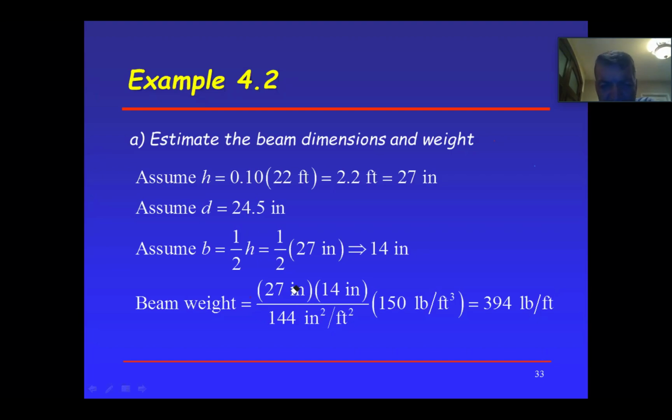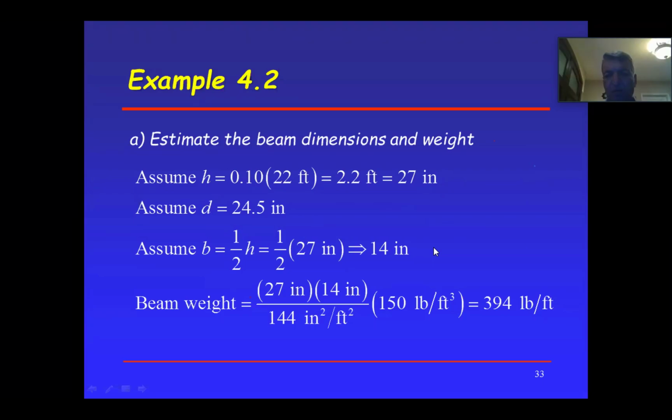I can't find my pen. This is gonna be what? Feet square. So feet square is gonna cancel with the cubic feet, so the answer is gonna be pounds per foot. So 394. Is that clear? Any question on that? I'll repeat that, and you will see everything is gonna be like this from now on.